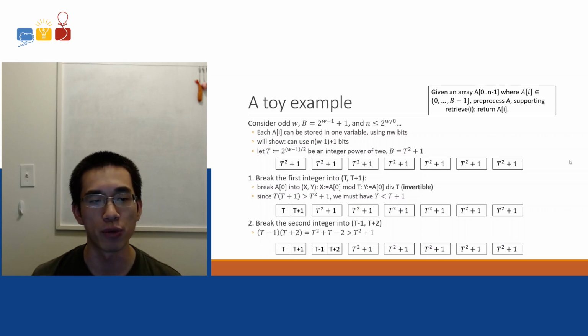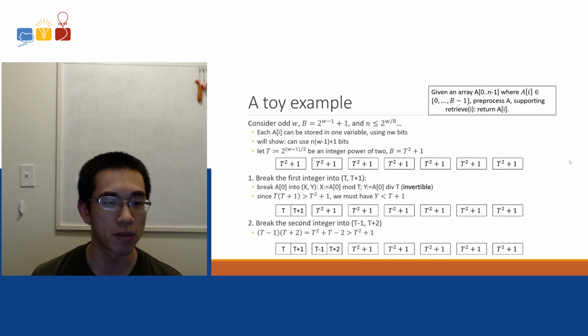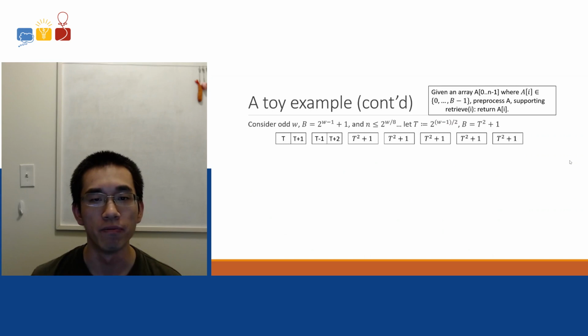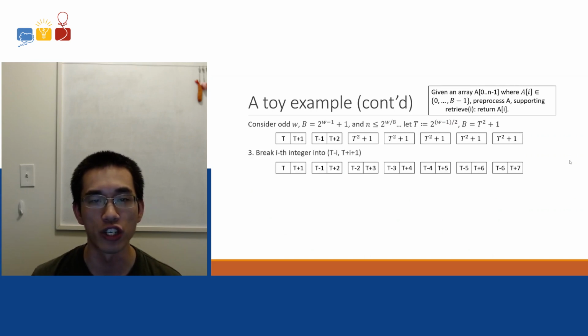Next, we're going to break the second integer similarly, but into two numbers from different ranges, from ranges of size t minus 1 and t plus 2 respectively. And similarly, because the product of these two numbers is still greater than t squared plus 1, this is guaranteed to be possible. And in general, we are going to break all the integers into a pair, such that the ith integer is broken into two integers from ranges of size t minus i and t plus i plus 1 respectively.